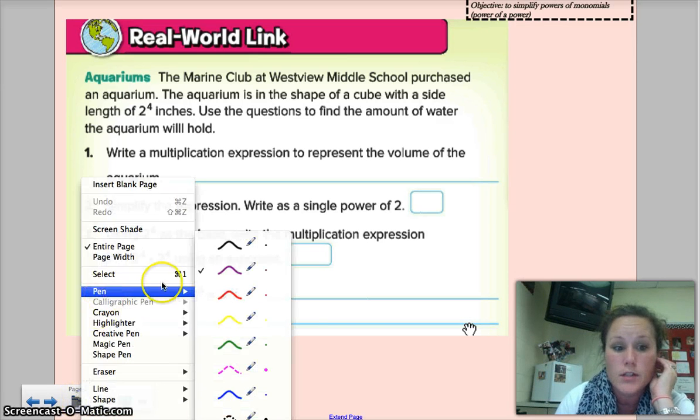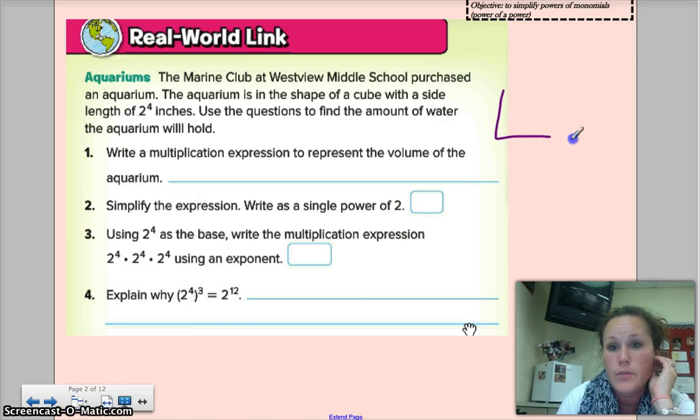Okay, so we've got a lot of stuff going on here. First, we have an aquarium, okay? That's a cube. Wow, that's gonna be awesome. Probably should have just done this myself with the other stuff.